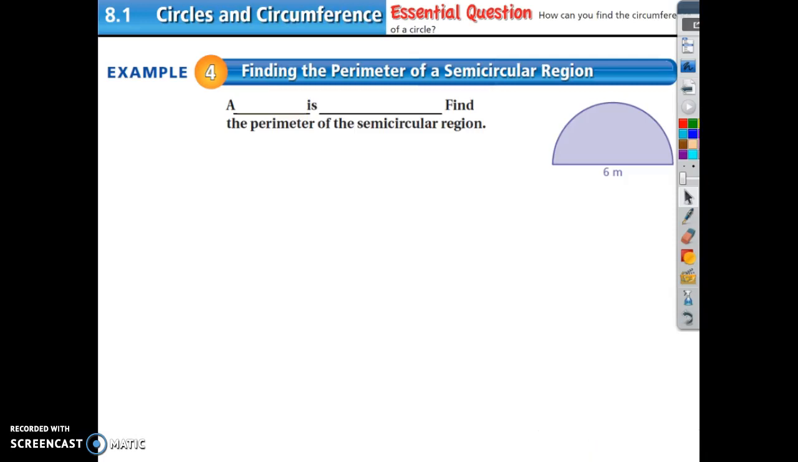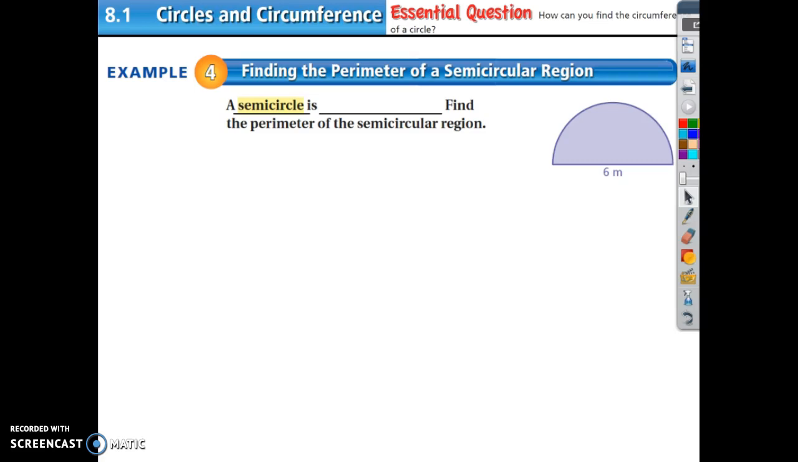Hello, in this lesson we're going to continue 8.1 on circles and circumference, and we're going to expand into finding the perimeter of a semicircular region. And what that means is that we're going to find the distance around the outside of essentially half of a circle. In example 4, we're going to start with the definition of a semicircle.